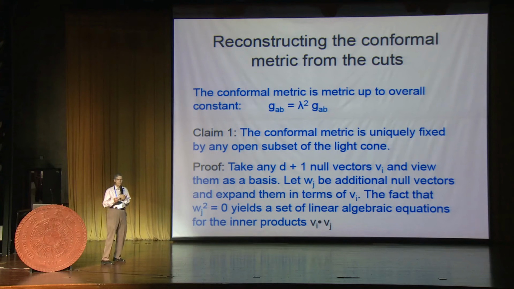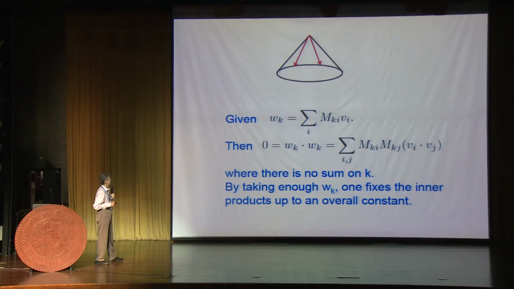Now, these vectors, of course, have zero norm, but you don't yet know their inner products. And we'll need to determine the inner products to fix the metric. You can do that by taking any other set of null vectors, I'll call them w_j, and expand them in terms of our basis null vectors v. And then the fact that w squared is 0 gives us a set of linear algebraic equations for these inner products. Let me give you just a little bit more detail.